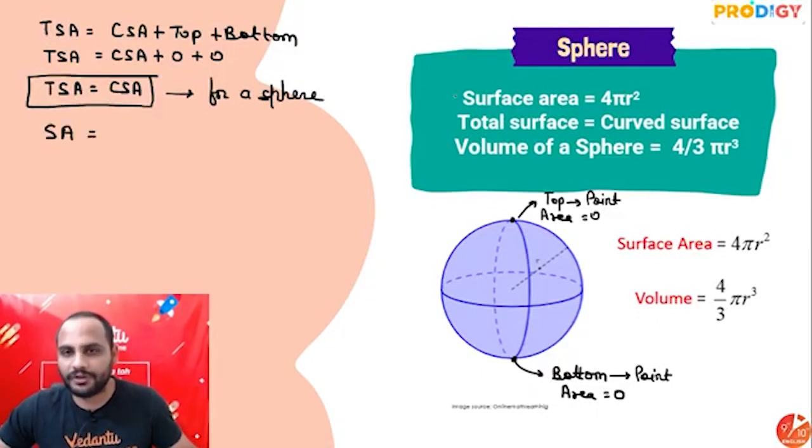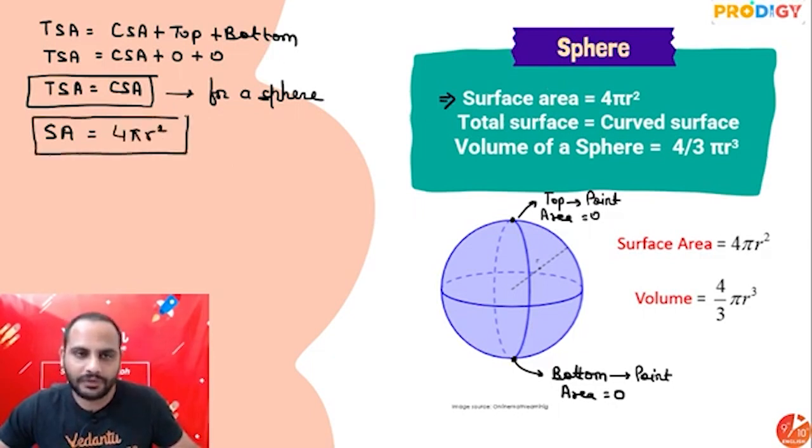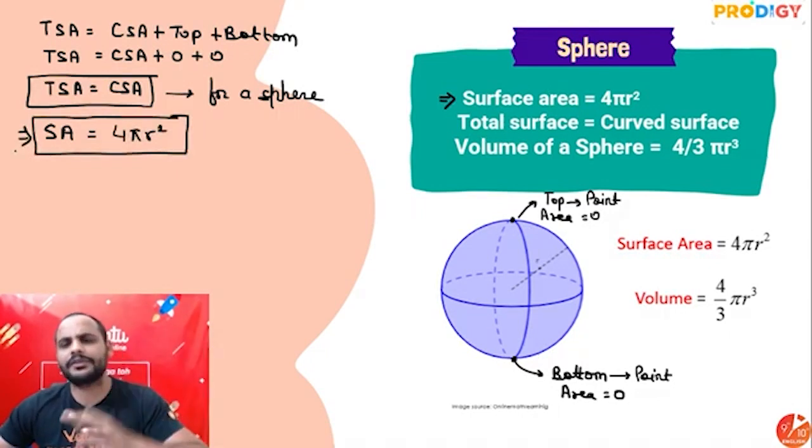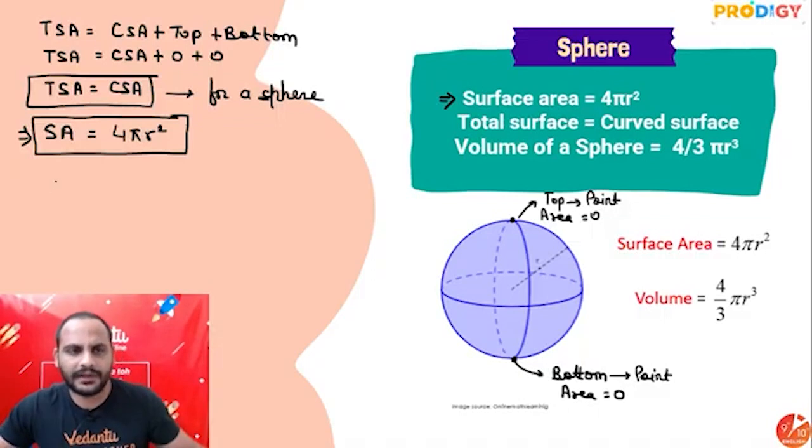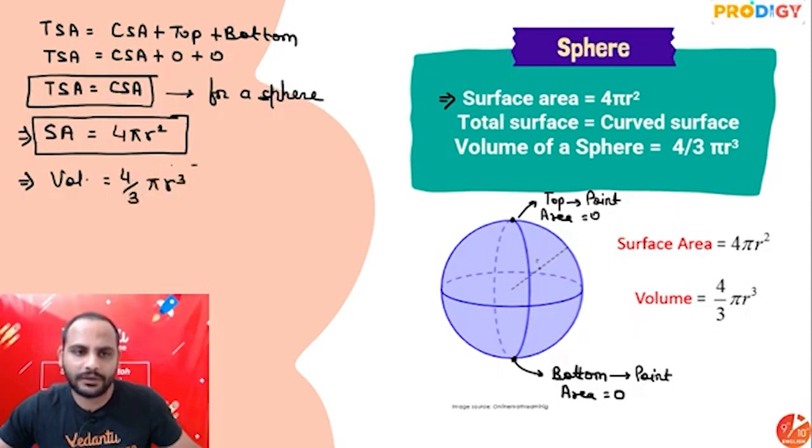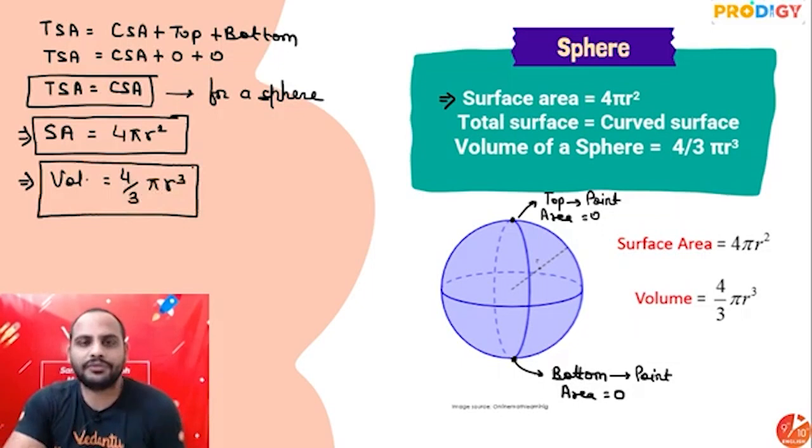The surface area formula for a sphere is 4 times of pi r square. I would suggest all of you to remember the formula directly. Derivation you will understand when you go to the higher grades. And then the formula for volume will be equal to 4 by 3 times of pi r cube.